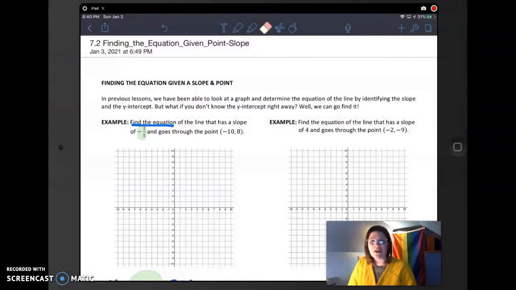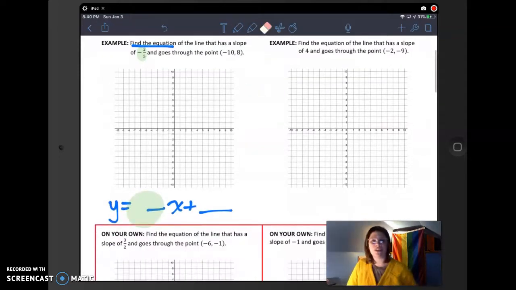All right, so we are going to find the equation. Remember, anytime we are finding the equation, we can use this nifty trick, which is fill in the blanks. So y equals blank x plus blank. Whenever we have to find an equation, we can totally use this. So more of the same.